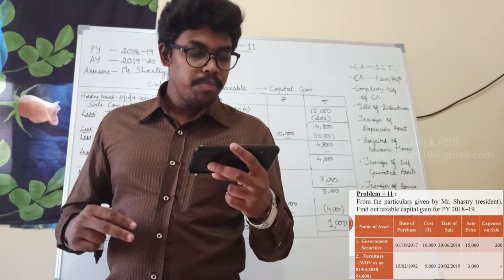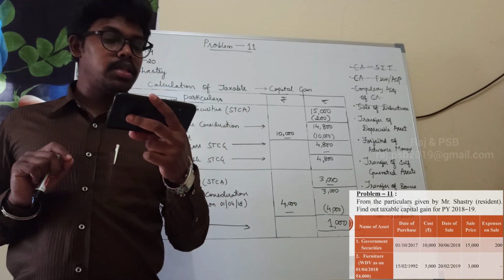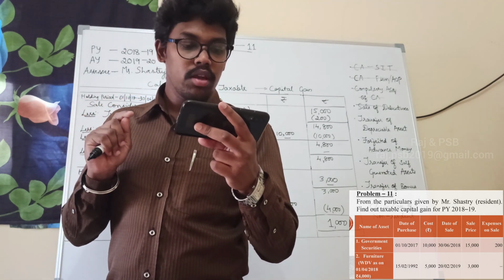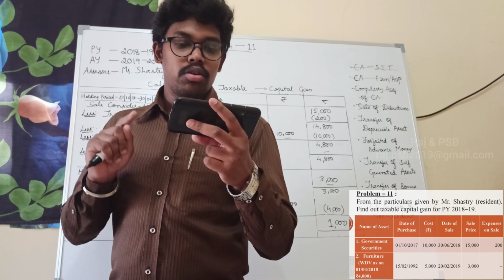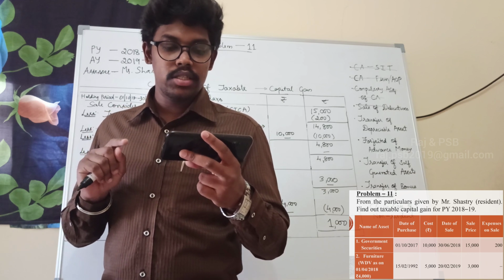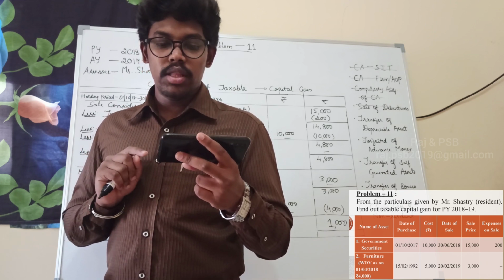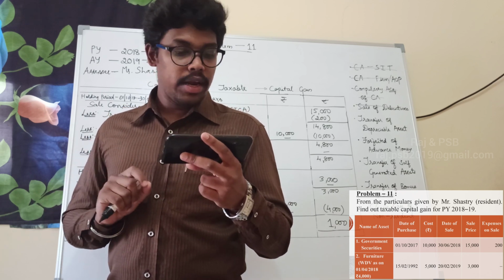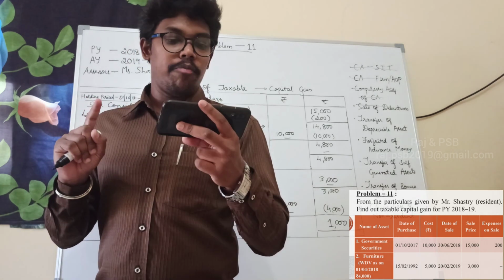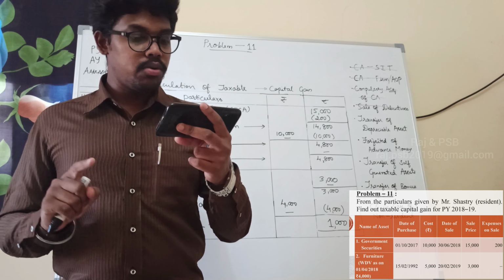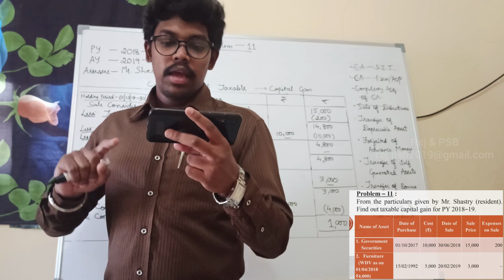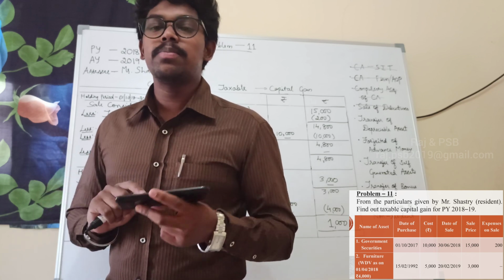and furniture with the written down value of rupees 4,000 as on 1/4/2018. The government securities is the first asset, purchased on 1/10/2017 for a cost of 10,000, and the date of sale is 30/6/2018. The sale price is 15,000, and the expenses on the sale is 200. For the furniture with depreciation, the date of purchase is 15/2/1992, the cost is 5,000, the date of sale is 22/2019, and the sale price is 3,000, and there are no expenses on the sale.